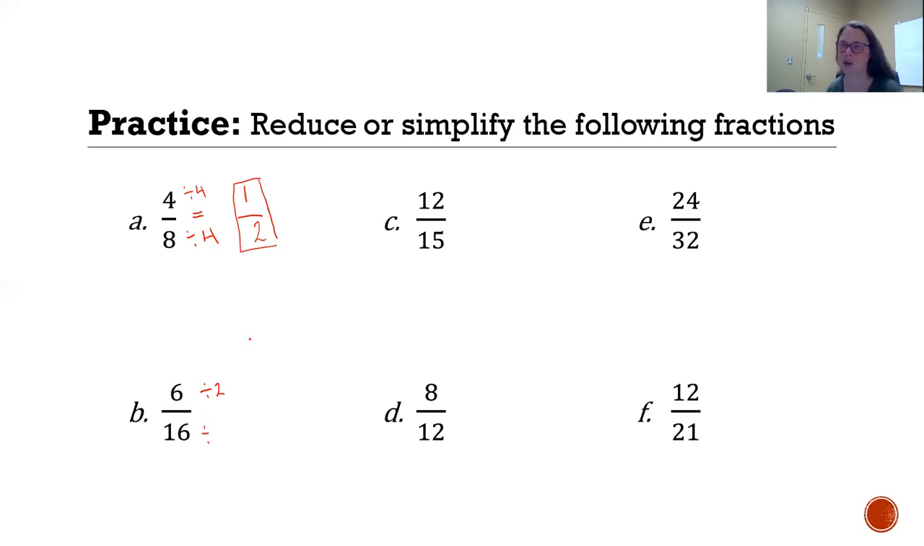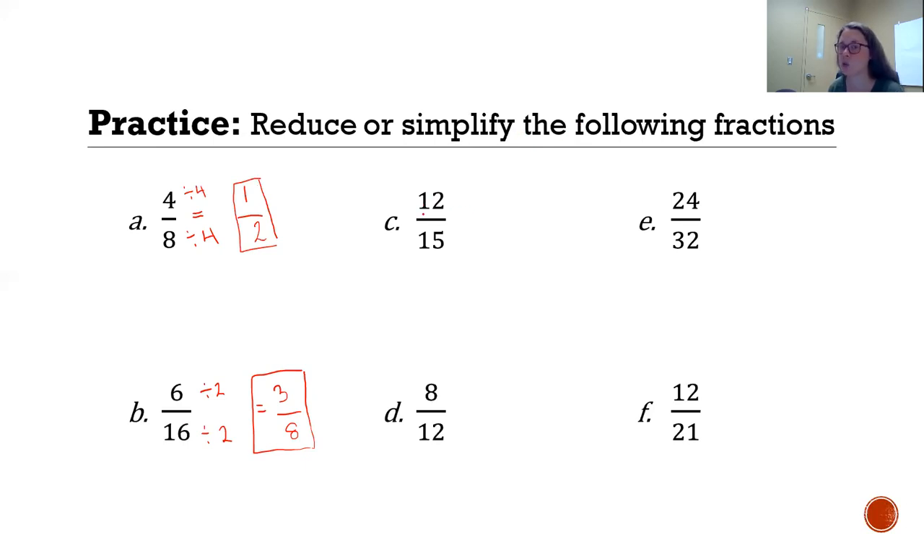Add 0 on the end. So if you have 2, 4, 6, 8, 10, 12, so the number ends in any of those, then you know you have an even number. So we're going to divide both by 2. 6 divided by 2 leaves me with 3, and 16 divided by 2 leaves me with 8. I cannot reduce those any further. So that would be our most simple or lowest terms.